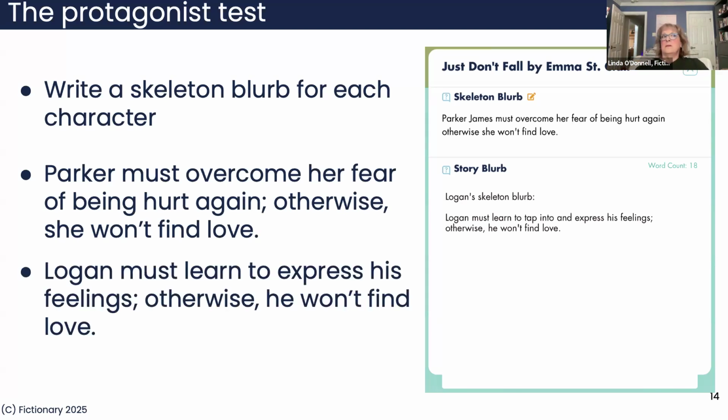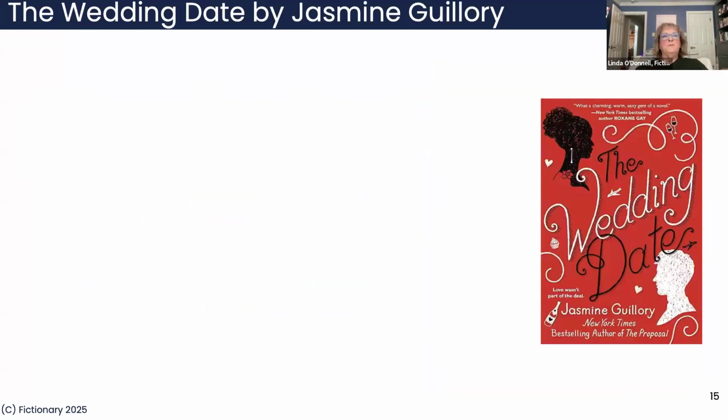Well, here is Logan's goal. He must learn to express his feelings. Otherwise, he won't find love. Now, they have the same stakes, which is to find love, but his goal is different than hers. And so in this case, only one of them can be the protagonist. Well, I happen to know if I'm writing this book that she's going to have a much bigger character arc and much more of the scenes. And so we make Parker our protagonist.